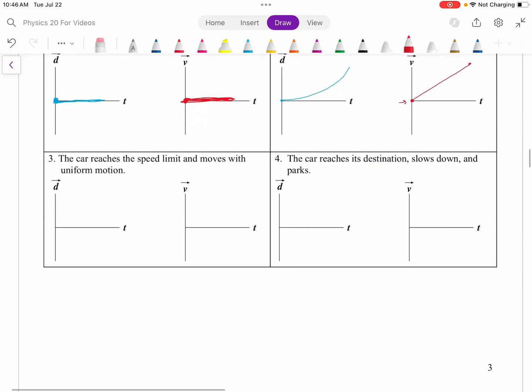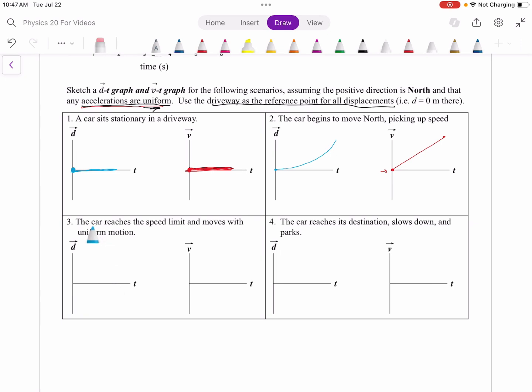All right, so now the car has reached the speed limit and it moves with uniform motion. So it is moving. As we think about our displacement-time graph here, its displacement should be changing because it's in motion. So we are going to move on the y-axis here. But with uniform motion, what does that look like on a displacement-time graph? Notice I'm not starting at 0 because we're no longer in the driveway. We are away from what we've defined as 0. But it's continuing to move north.